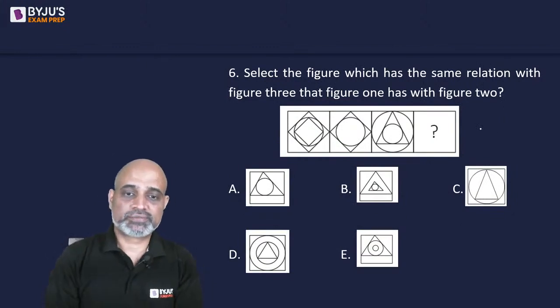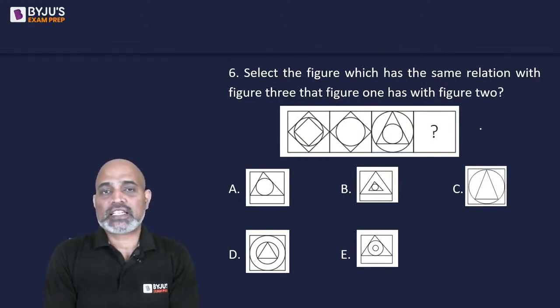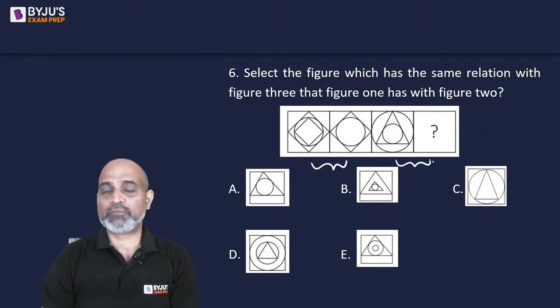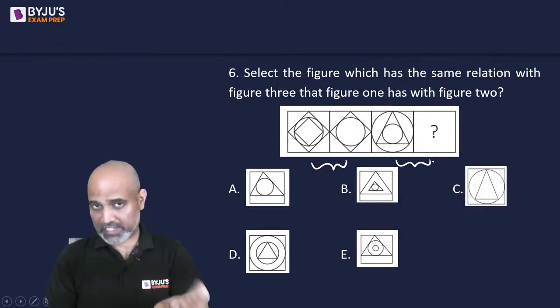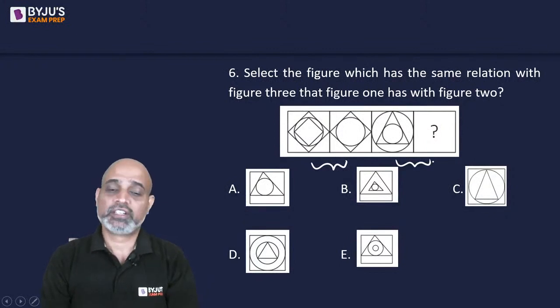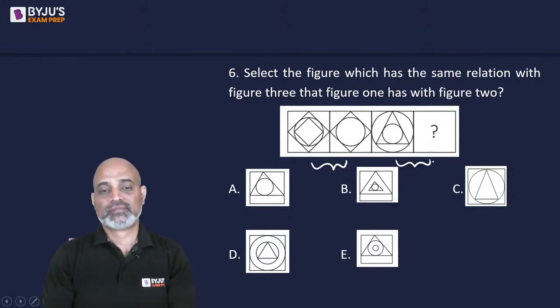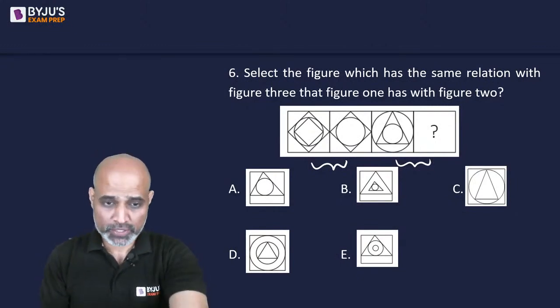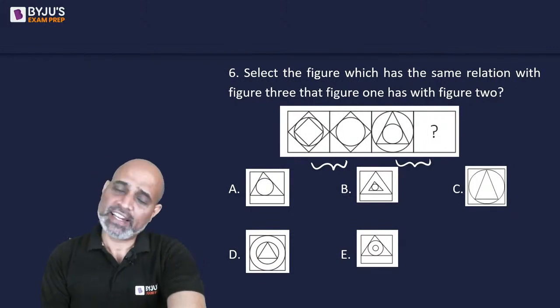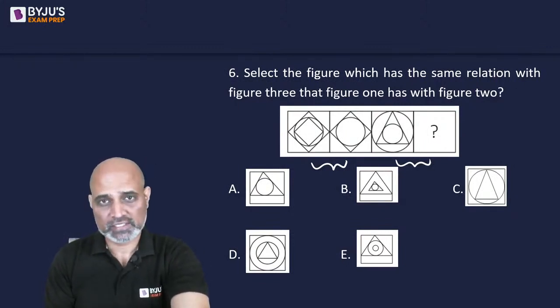Okay, next one. Select the figure which has the same relation with the figure 3 that figure 1 has with figure 2. Okay, in this we will have to take in pairs. Look at the first and the second figure. They are somehow related. The same relation is observed in the third and fourth, where the fourth figure is missing. Very simple question. Ha, Karthik, you can say 90-45, 90-45, that's the angle. Yes, you can say that.